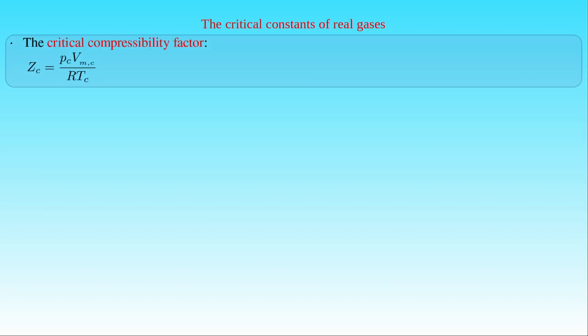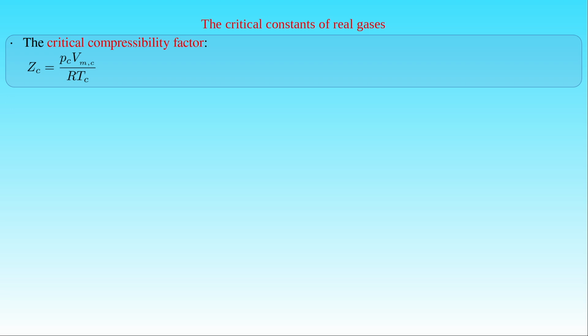Before presenting some data as a result of the measurement of the critical constants of various substances, we introduce the critical compressibility factor of the gaseous phase of a medium, which is simply its compressibility factor determined in its critical point. That is, the critical compressibility factor Z_C of a gas is defined by the product of the critical pressure P_C and the critical volume V_MC over the product of the gas constant R and the critical temperature T_C, where all the critical constants are measured for the given gas.